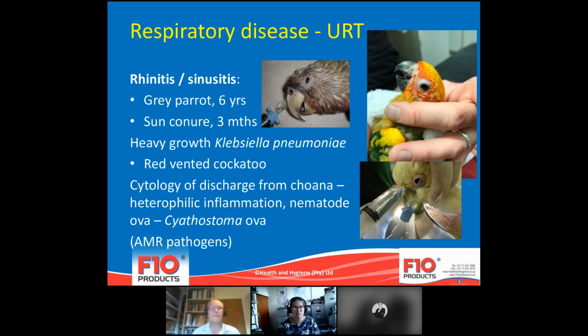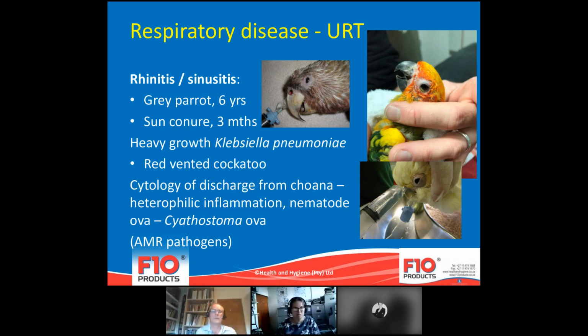The one on the right was a young sun conure presented with sinusitis. We got a very heavy growth of Klebsiella from this particular bird. But again, treatment was similar, so nebulizing with F10, flushing the sinuses. And for those of you that don't do this regularly, you can see a picture at the bottom. So this bird happens to be anesthetized. This is the third case, the red-vented cockatoo. But you can do this conscious as long as you hold the bird upside down. So you're just putting the syringe with your diluted F10 into the nares and flushing, sort of 5 to 10 mils each side, and then it'll come out the mouth.